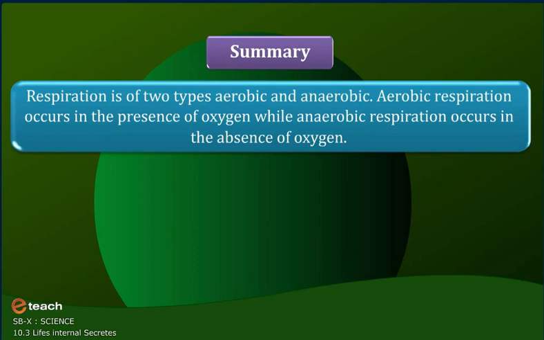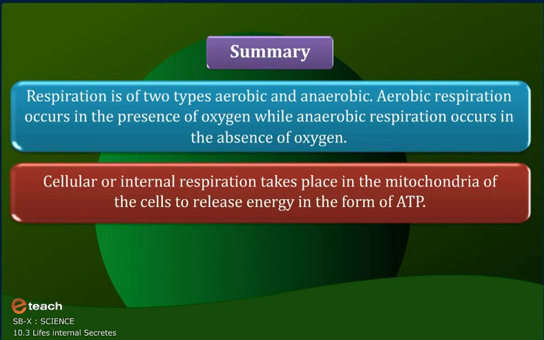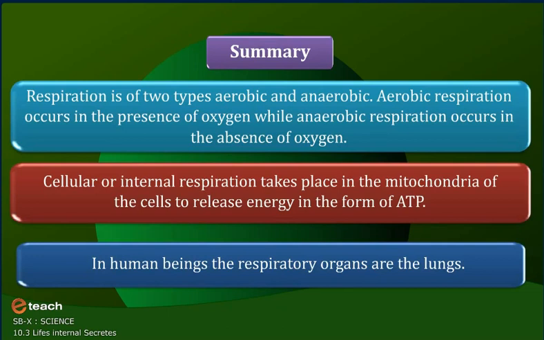Summary. Respiration is of two types, aerobic and anaerobic. Aerobic respiration occurs in the presence of oxygen, while anaerobic respiration occurs in the absence of oxygen. Cellular or internal respiration takes place in the mitochondria of the cells to release energy in the form of ATP. In human beings, the respiratory organs are the lungs.